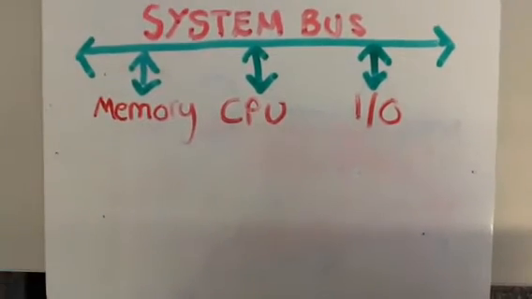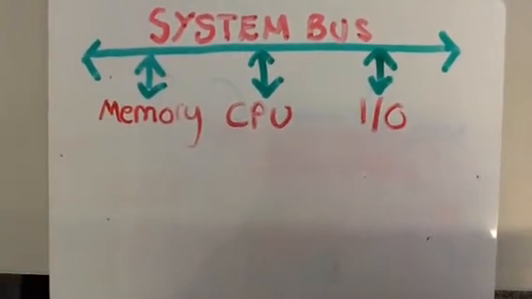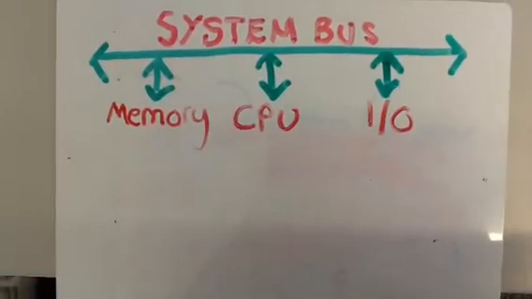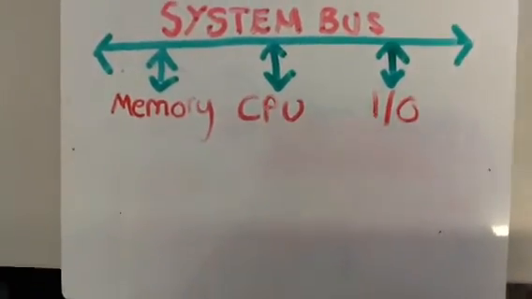The model of a basic computer is known as the three-box model. The three boxes are the central processing unit, the memory, and the input and output.